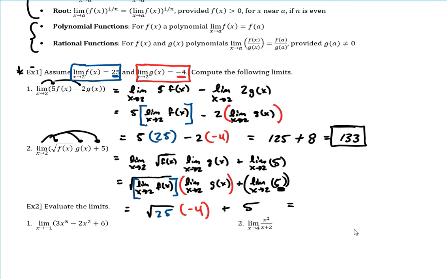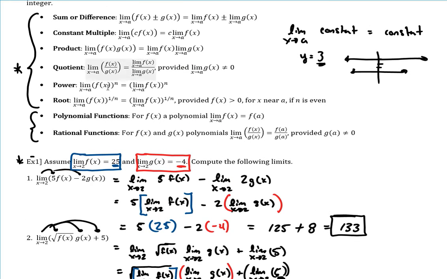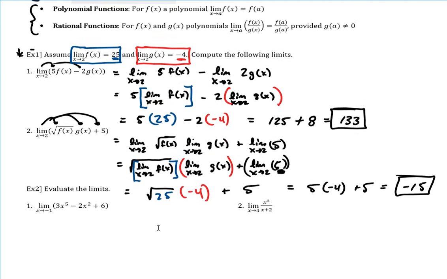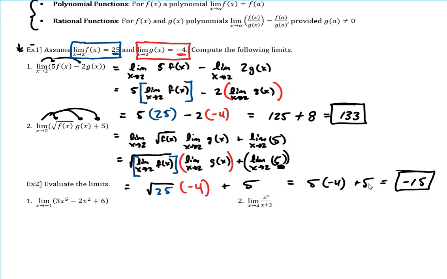And now let's simplify a little bit more. So square root of 25 is 5 times negative 4 plus 5. And then this is negative 20 plus 5, which would be negative 15. And that's it. So that's applying some of these basic rules. So that was the first group where it's really just pick apart. If they give you these limits as some number, so they're just equal to some random number, then we could pick it apart and eventually sub in those numbers into our expression.